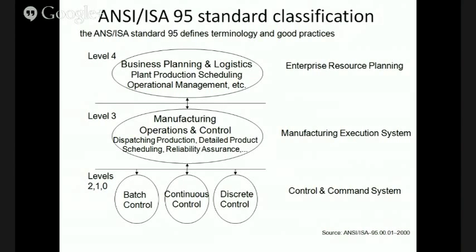manufacturing execution system, MES. So this comes in level 3, wherein operations and control, dispatching, production, detailed product scheduling, reliability, assurance, etc. are being taken care of. And level 4, enterprise resource planning, ERP, that I mentioned, is the business planning and logistics, plant production, scheduling, operation management, etc. That is level 4. And there is one more level ahead, which is SAP, which is simple as possible, that is totally administrative. So these are the 5 automation levels which have been defined by the American system, ANSI 95, as well as by ISA 90.